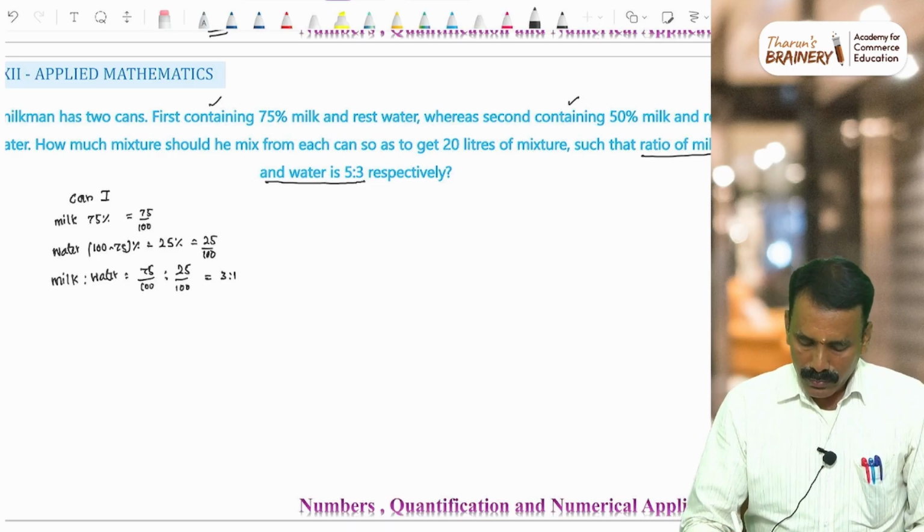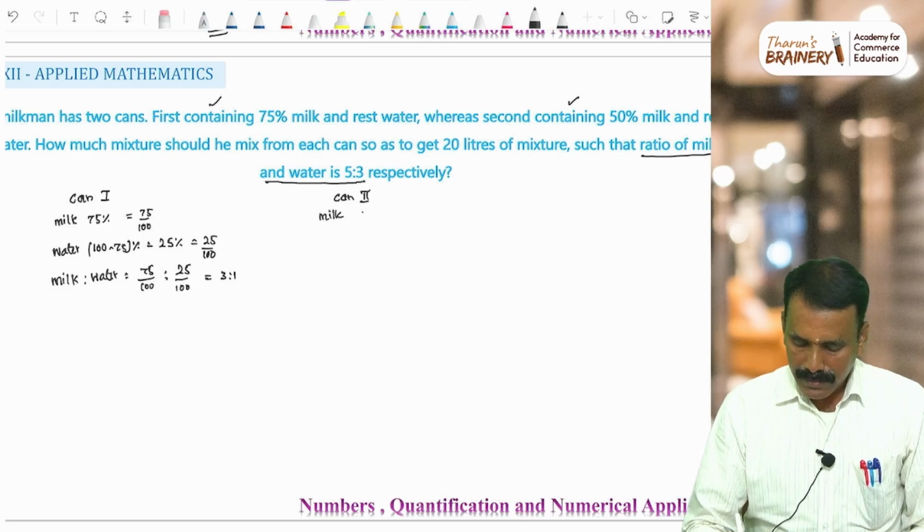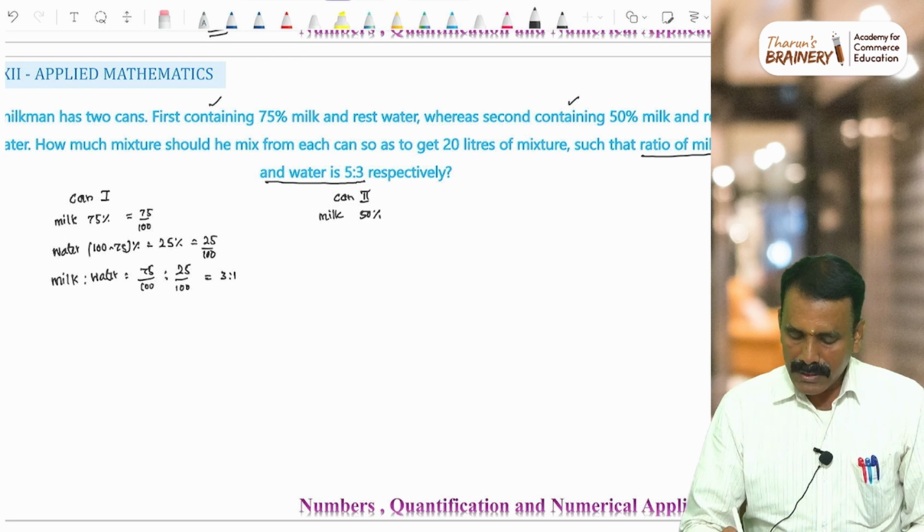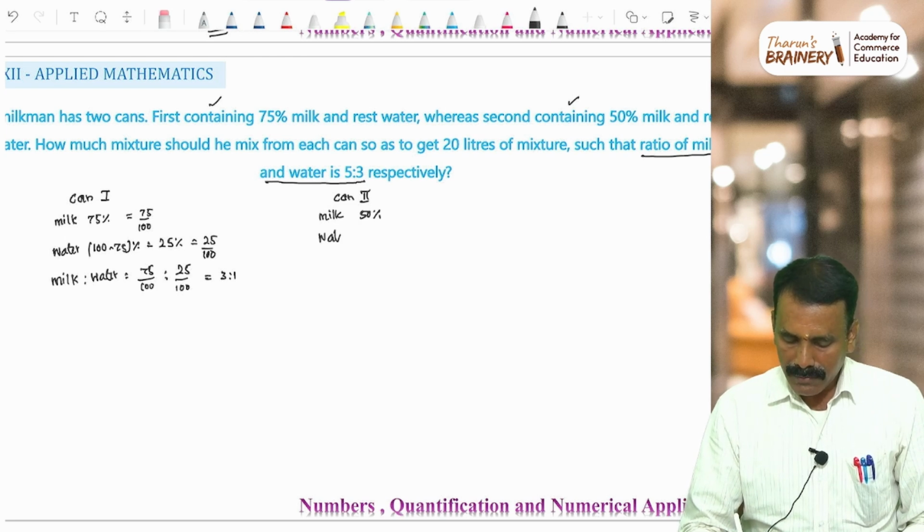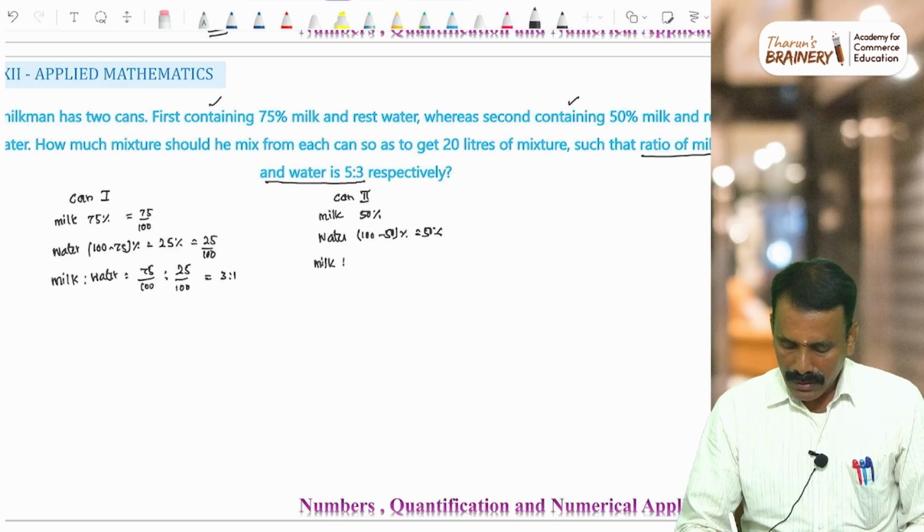And in can 2, milk is going to be 50%. Then how much the water will be? How much percent water will be present in that? It is 100 minus 50%. That is nothing but 50%. So milk is to water, if you take, it is going to be 50 by 100 is to 50 by 100. That is nothing but 1:1.